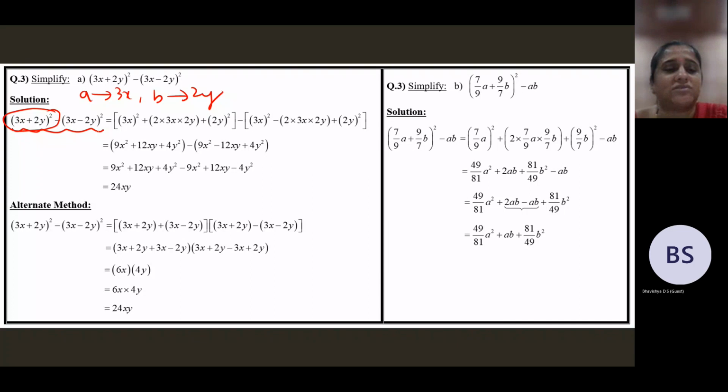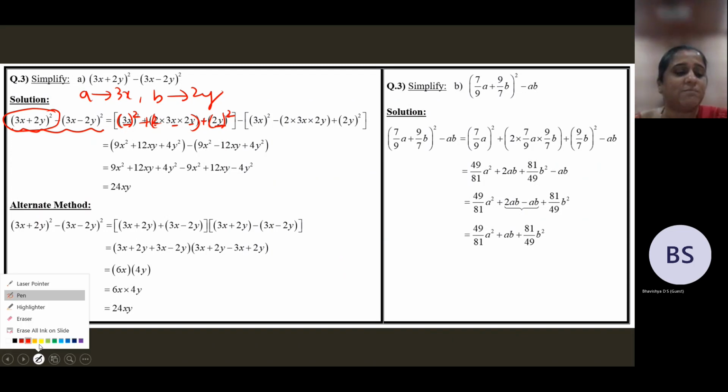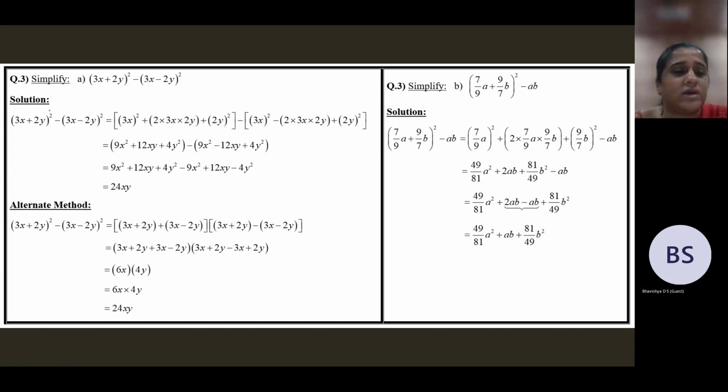Put empty brackets. a square plus 2 into a into b plus b square, and fill in the blanks. So a is 3x, b is 2y, and 2ab is 2 into 3x into 2y. Similarly, this is a minus b the whole square. Again, a is 3x and b is 2y. So a square minus 2ab plus b square.